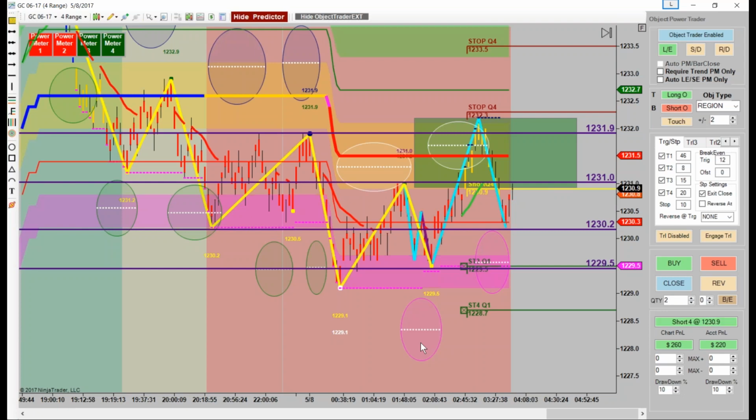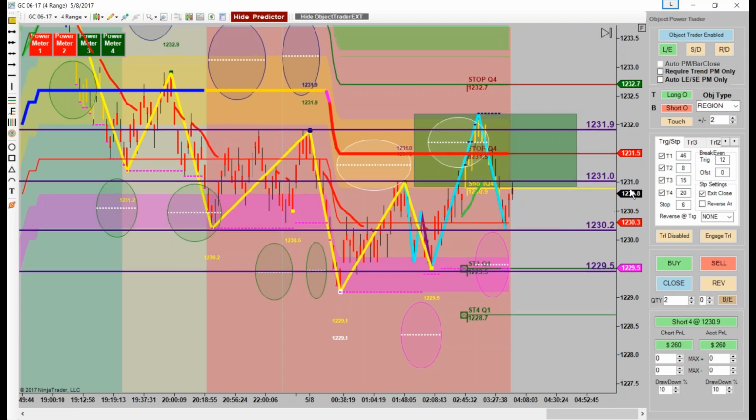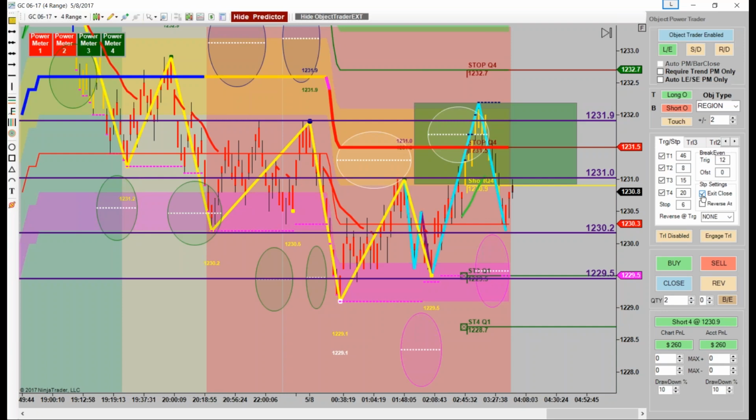Okay, notice we're up 260, but with 4 contracts, that could be gone in a heartbeat. So I would probably move my stop at least to here, this mid-band, because once we've come through mid-band and also taken out support, we shouldn't take out that mid-band again. Now if we do, we're going to get stopped out, and that's fine with me, because every trade you just got to take the way you see it.